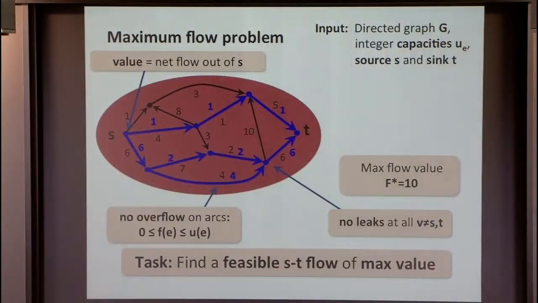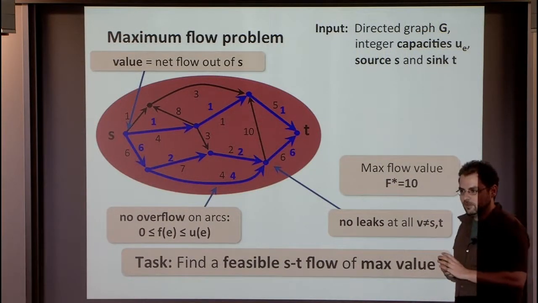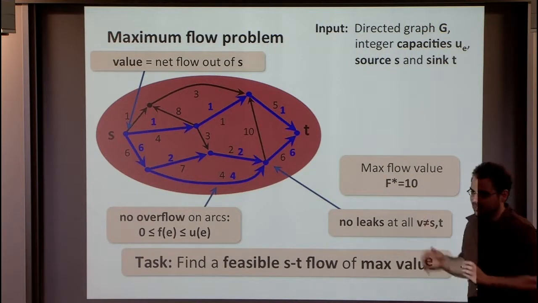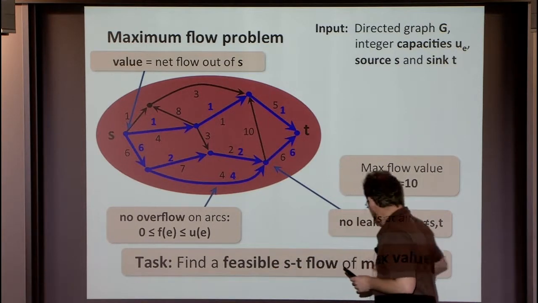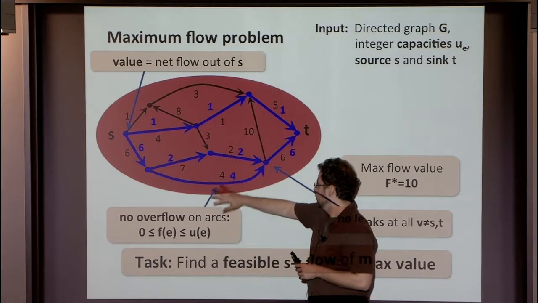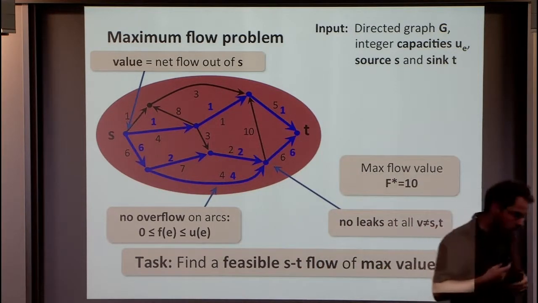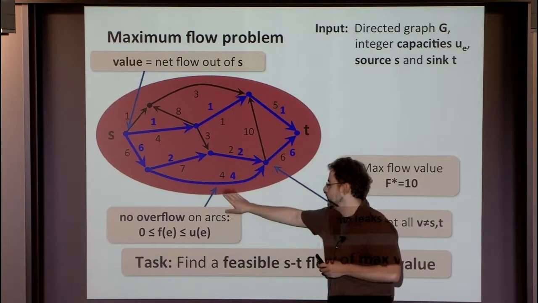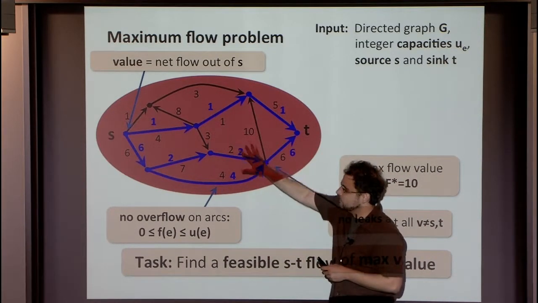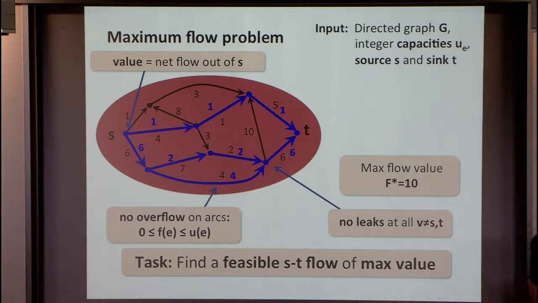So just in case you just tuned in, we are solving the maximum flow problem, and the definition is as usual, nothing changed since the morning. We are trying to find a feasible ST flow of maximum value. A feasible ST flow is one that satisfies the flow conservation constraints and doesn't overflow any arcs, and we want to maximize its value. That's still the same problem we want to solve.